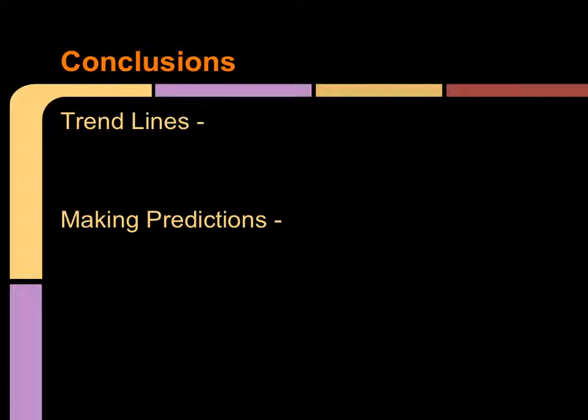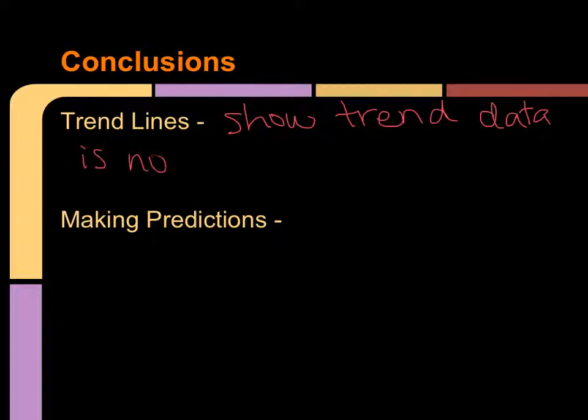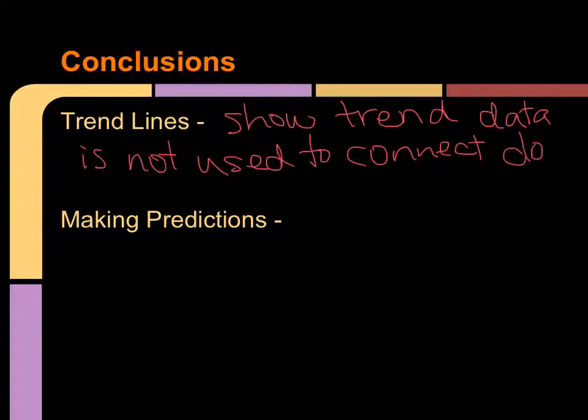So for our conclusions, we wanted to remember about our trend lines and making predictions. Trend lines show the trend in the data. If you'll just write this on your page, I know there's not a spot on your Frayer model. It shows the trend in the data. It is not used to connect the dots. Trend lines will be a straight line through the data with the same amount above and below the line. It does not connect dot to dot.